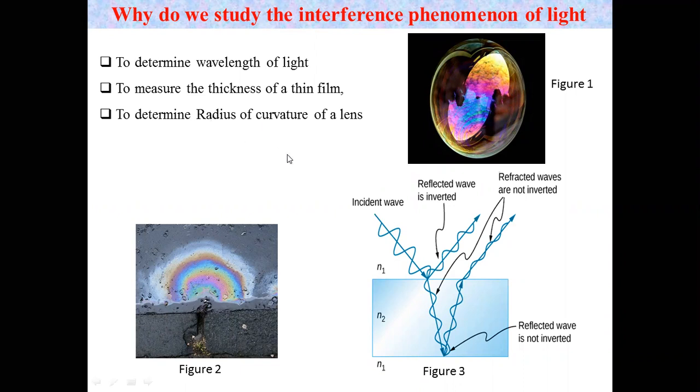We can use the interference phenomenon of light to determine the wavelength of monochromatic light. Suppose you are working with a light whose wavelength is unknown to you, but you need to know the wavelength of the light. Then you can use the interference phenomenon of light for the determination of the wavelength of the unknown light.